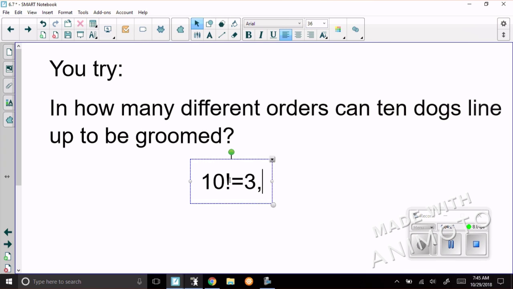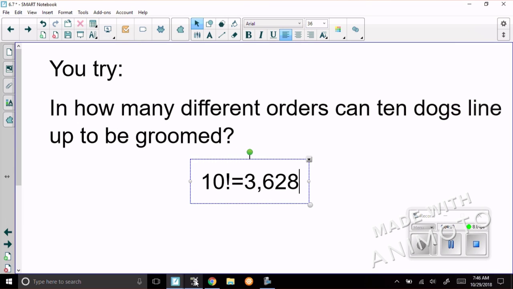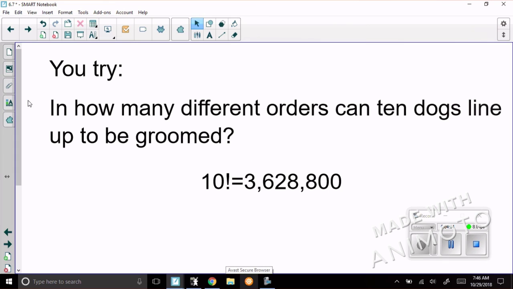It's a lot of different orders 10 dogs can get lined up. Now in this case, order matters because we have a dog that can go first, and then we have that dog's done, so then we only have 9 dogs that can go second, and so forth.